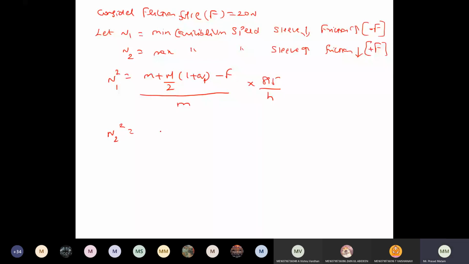Similarly, N2 is the maximum equilibrium speed. Same equation: (m plus M by 2) into (1 plus q) plus F, I am taking, by m into 895 by h. This is the equation I have for N1 and N2.